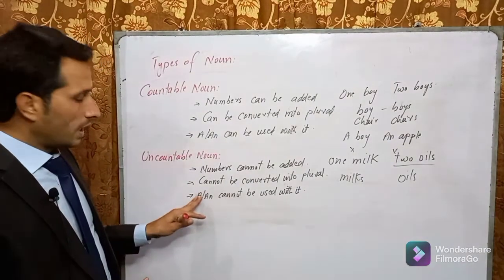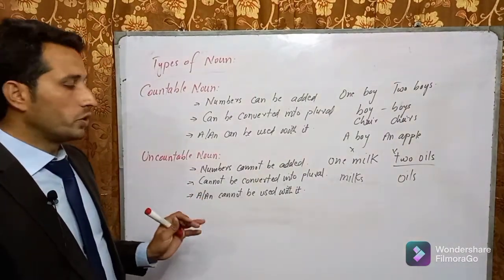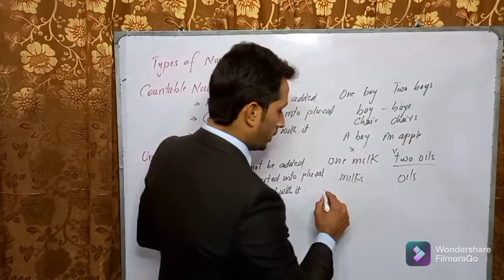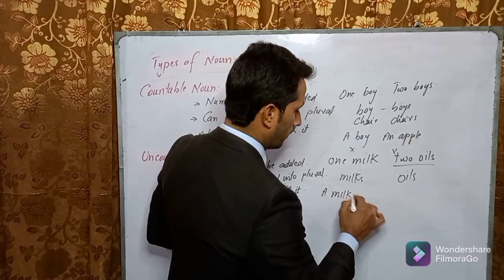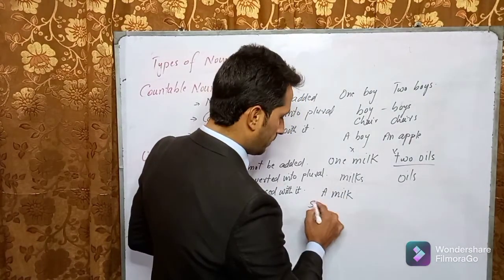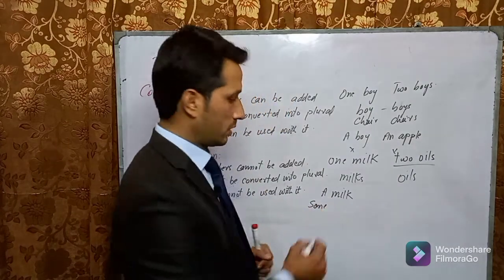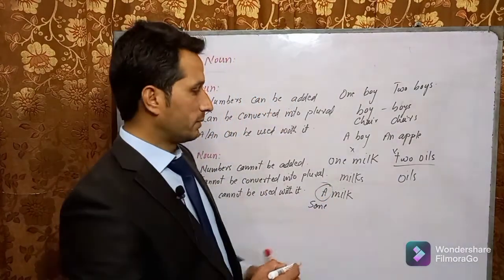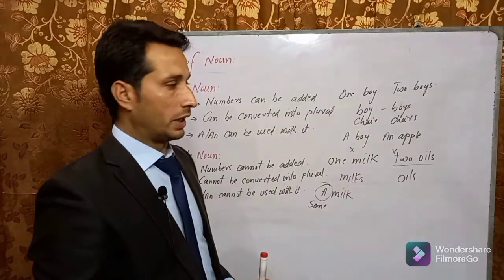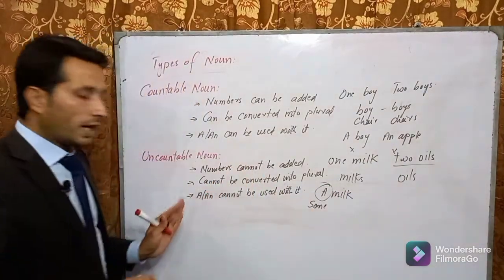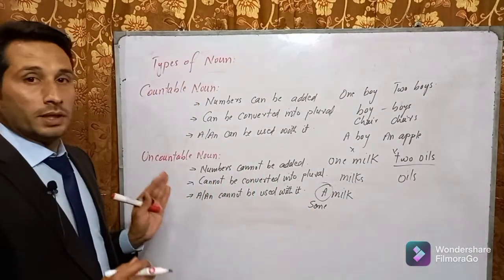The third one, a and an article cannot be used with it. For example, we cannot say a milk. Instead, we say some milk. We cannot add a with it. Similarly, we cannot say an oil. So we cannot add a and an with uncountable nouns.